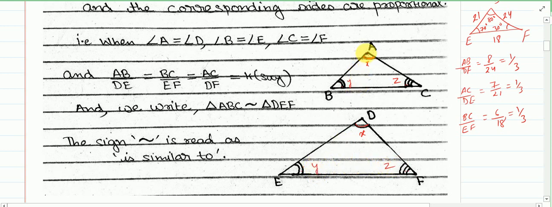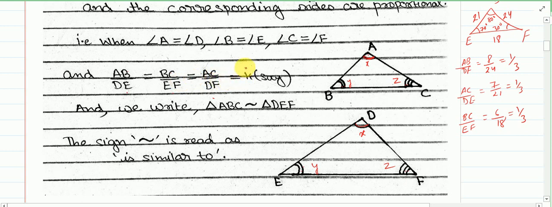So you can see side AB contains which two angles? X and Y. And here you can see which side contains X and Y? DE. So we say that AB and DE are the corresponding sides. Okay, so that's why we have written AB upon DE. Then the corresponding side for BC will be EF. That's why BC upon EF. And the corresponding side for AC is DF. So AC upon DF. Okay, they are proportional.